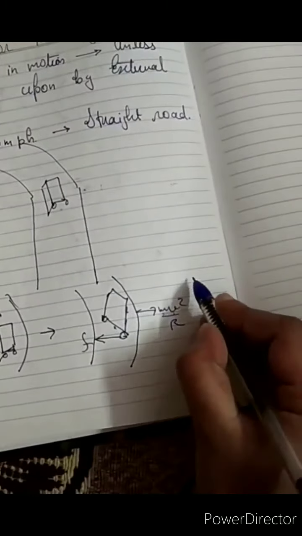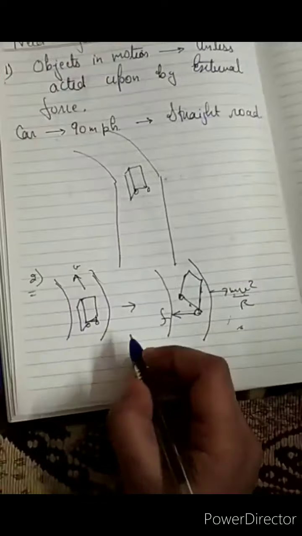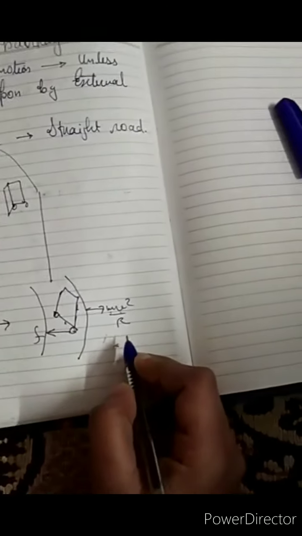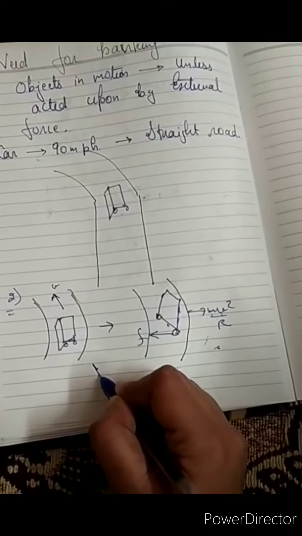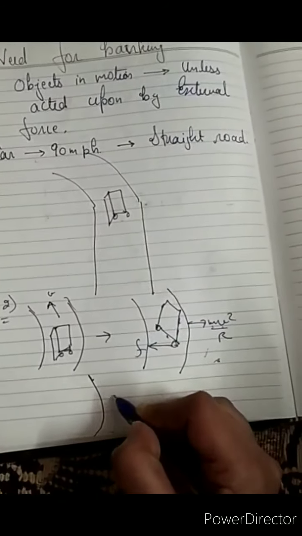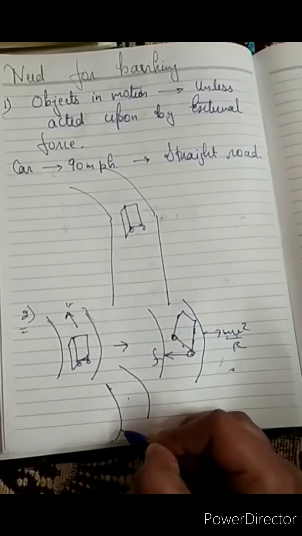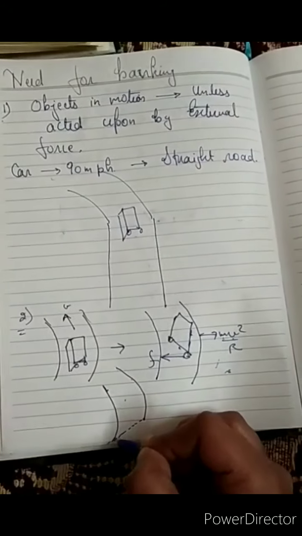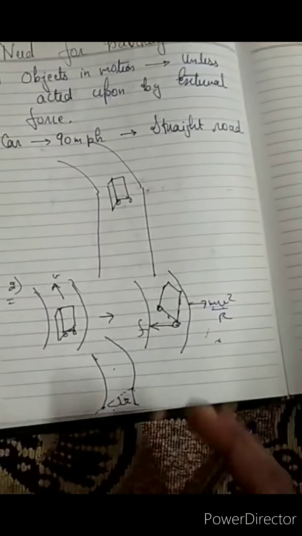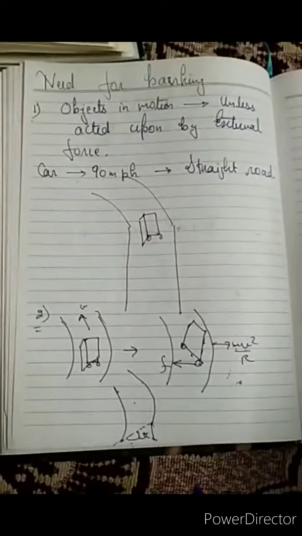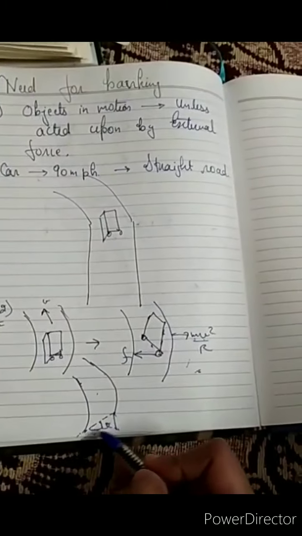What you have to do is one thing. Shall I draw it here? Okay, fine. Look, this is my road, and now I will bank the road like this with an angle theta. Can you imagine? This is angle theta. This side is up now with an angle theta.